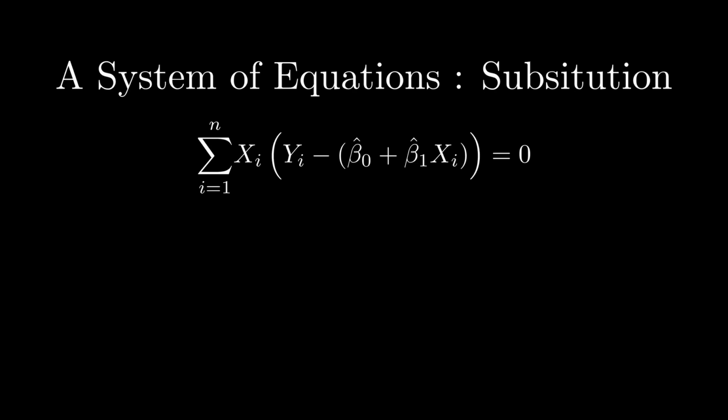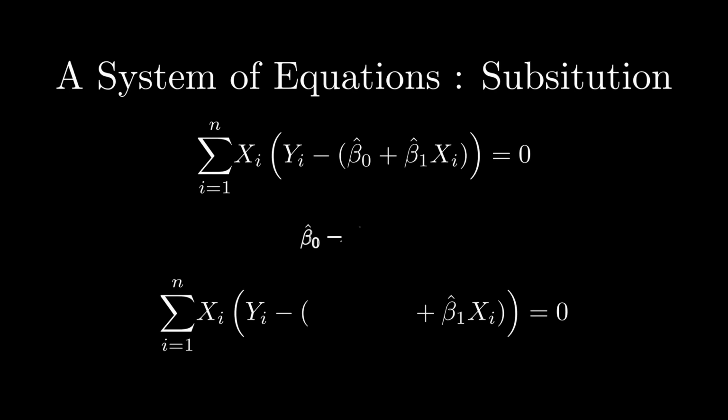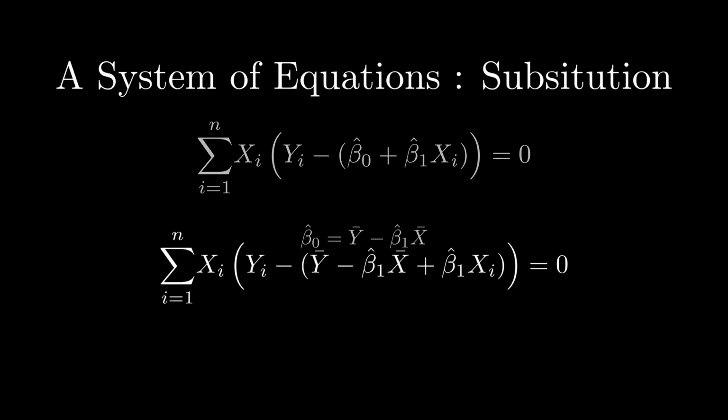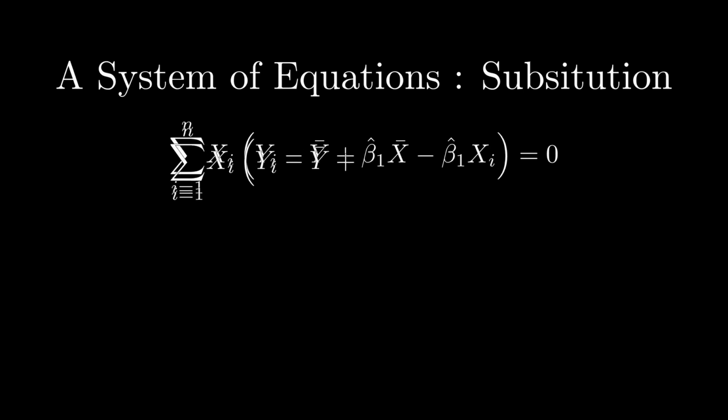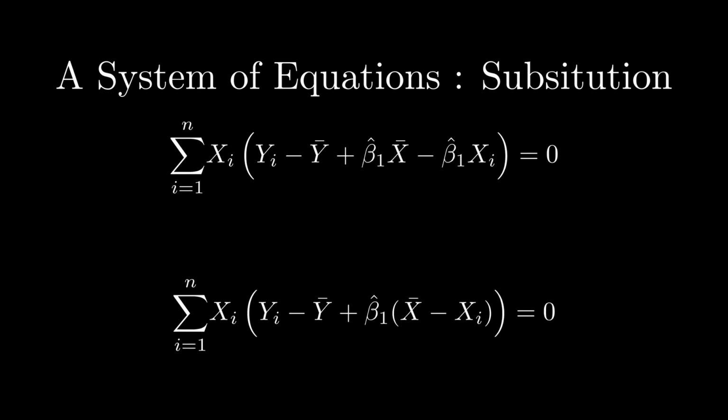So let's solve for beta 1. You see beta 0 in there? Substitute in our expression for beta 0, so our equation is only in terms of beta 1. This is one method used to solve a system of equations just like this. Distribute the negative sign again, then factor out beta 1 from the last two terms.